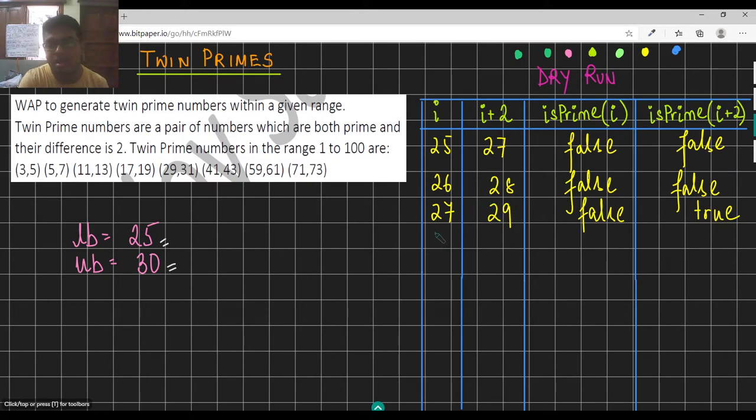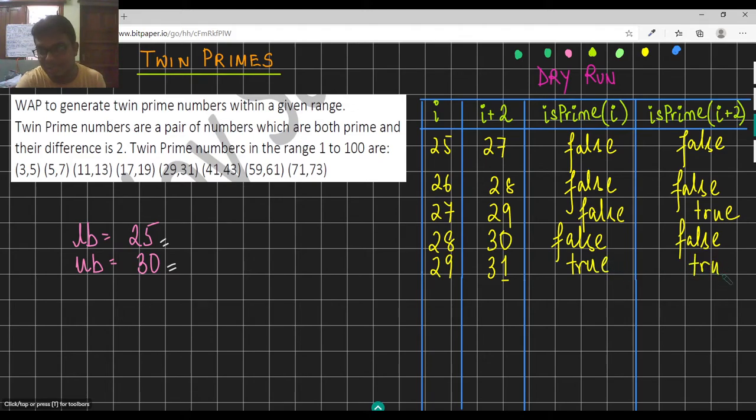twin prime pair. Moving on to the next number, 28. We get 31. Now, 31 is a prime number, but 28 isn't. Therefore, they do not form a twin prime pair. Moving on to the next number, 29. And 29 plus 2 is 31. I'm really sorry, I'm forgetting my addition. 29 plus 2 is 31, and 29 is a prime number, and so is 31.